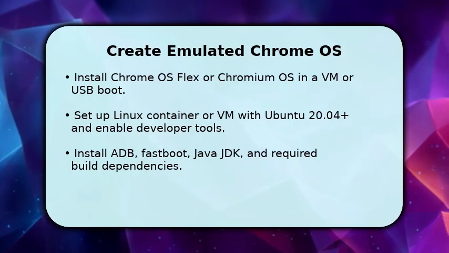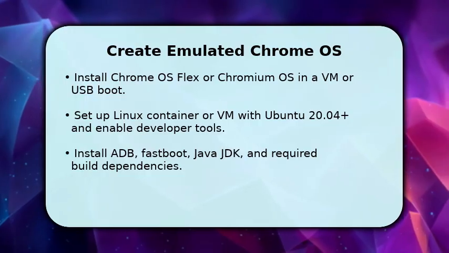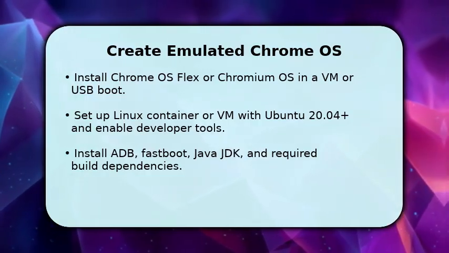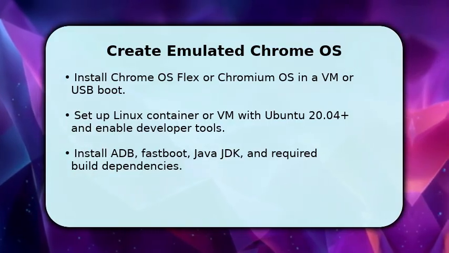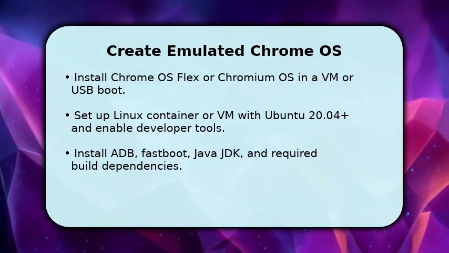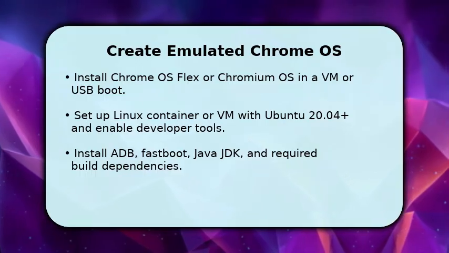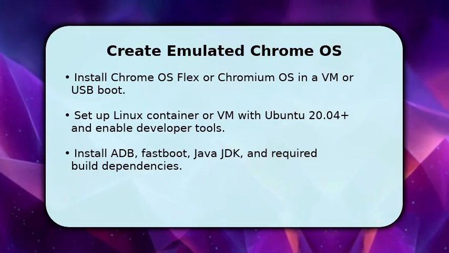Next, create an environment that mimics a Chromebook. Boot Chrome OS Flex in a VM or via USB, and enable developer mode if available. On your Linux VM, install OpenJDK, ADB, Fastboot, and any Jetpack-specific dependencies. Then connect the VM to the Chrome OS instance using ADB over TCP or via USB pass-through.